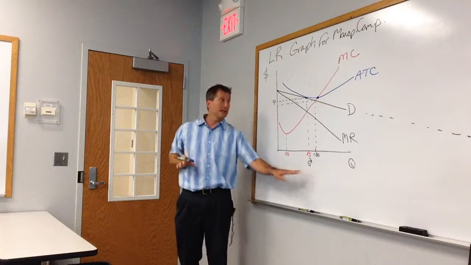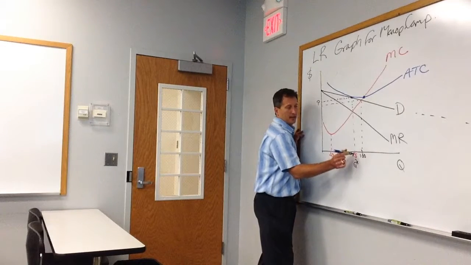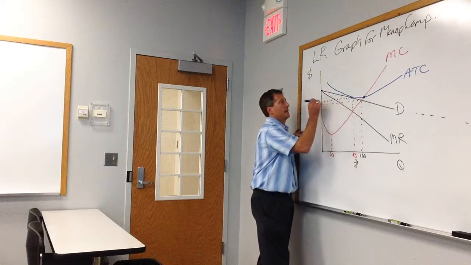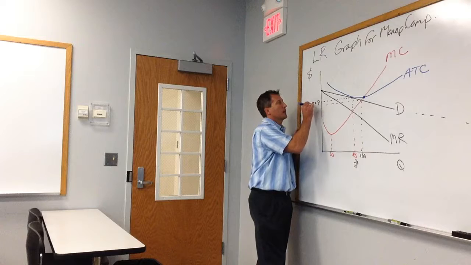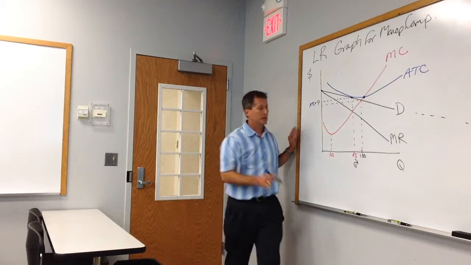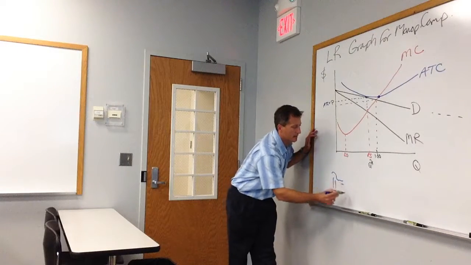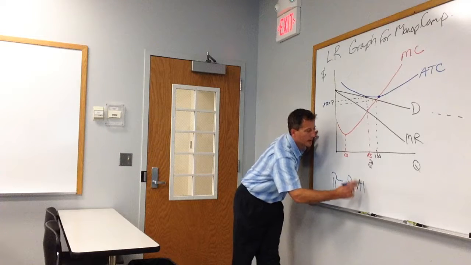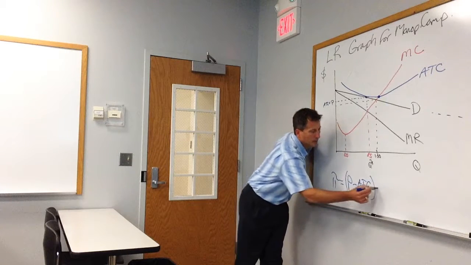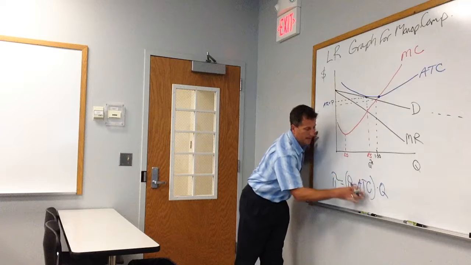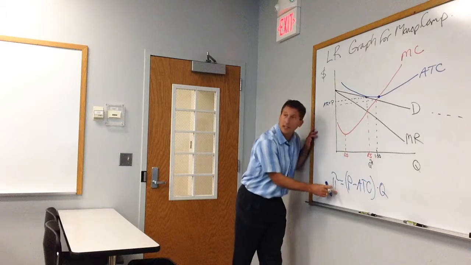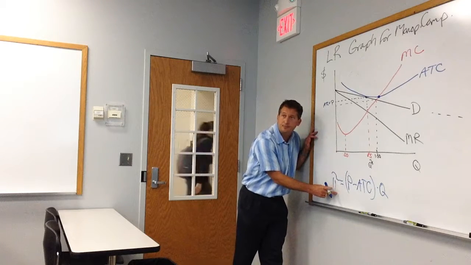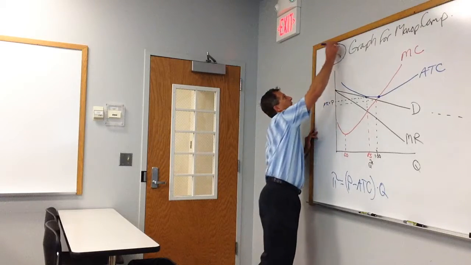Why did I know that it's drawn that way? Because at 85, the price equals the average total cost, which lets me know that profits are zero, because that equation, price minus average total cost, times 85 equals zero. Remember that this is the long run.